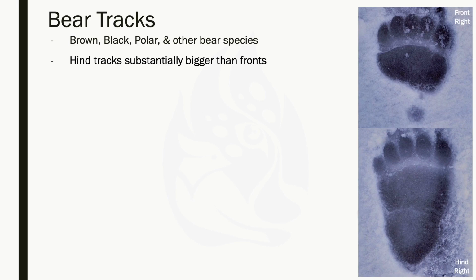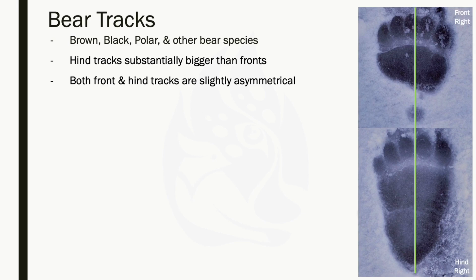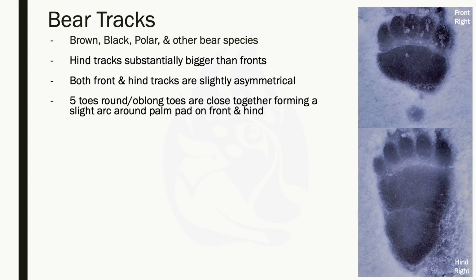Okay, so the first thing we want to note with bears is that, different from many other species, their hind track is actually larger than the front track, and you can see that here. The front is above in the top photo and the hind below, and you can see clearly because of a heel pad that the hind track has, it's a much bigger track. Both the front and hind tracks are also a little bit asymmetrical. So if I draw a line down the middle here, you can see that the left-hand side does not match up. It's not a mirror image of the right-hand side. And again, that's true on both the front track and the hind track.